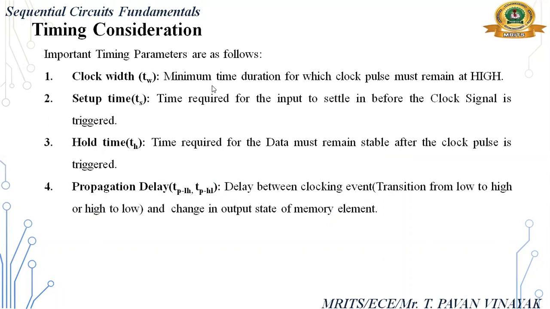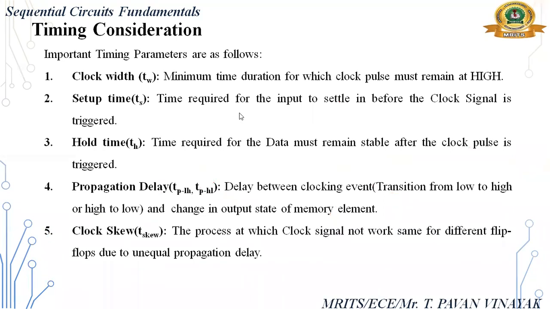And the last one, clock skew. What is clock skew? Suppose I have two flip flops, and for each flip flop I have given different clocks. This is clock one, this is clock two. But these two flip flop outputs are inputs to a combination circuit, right? Then we get some output.